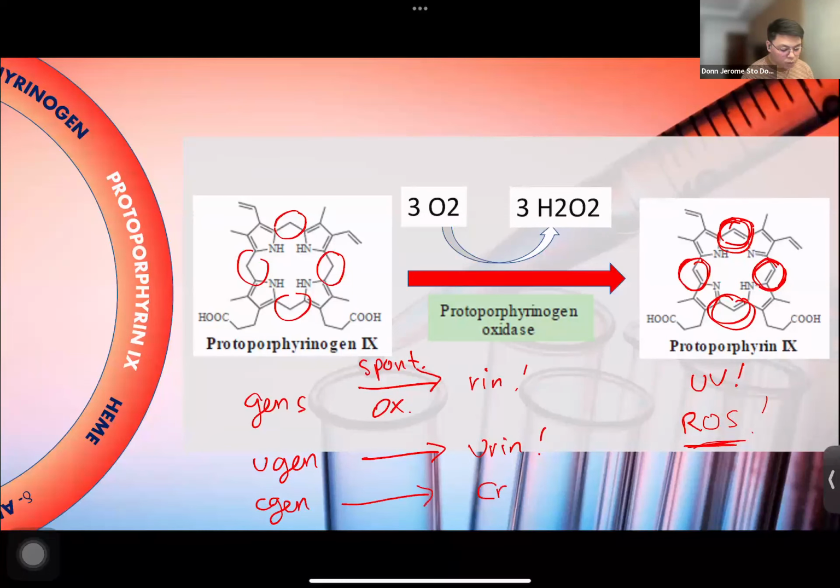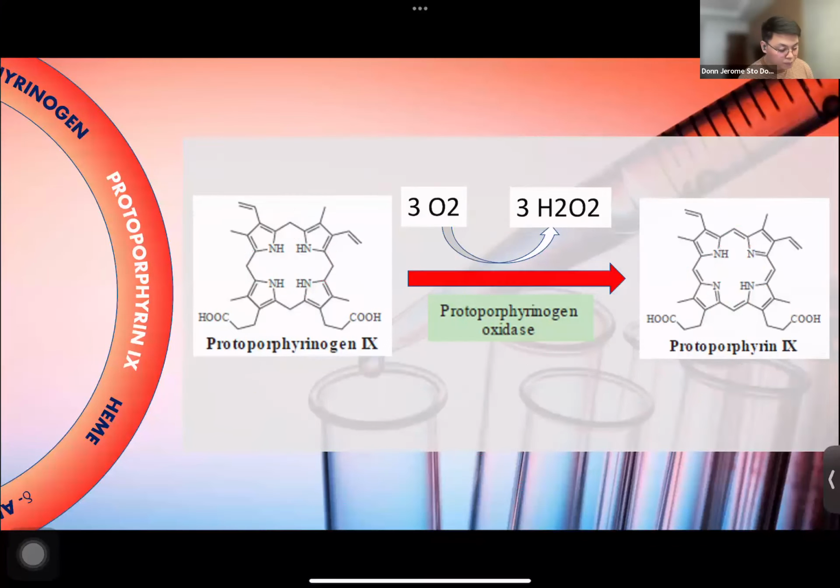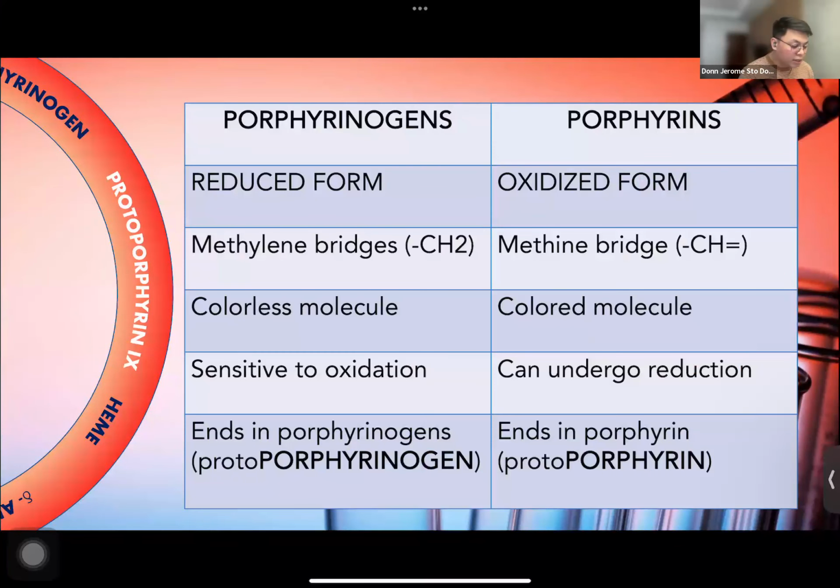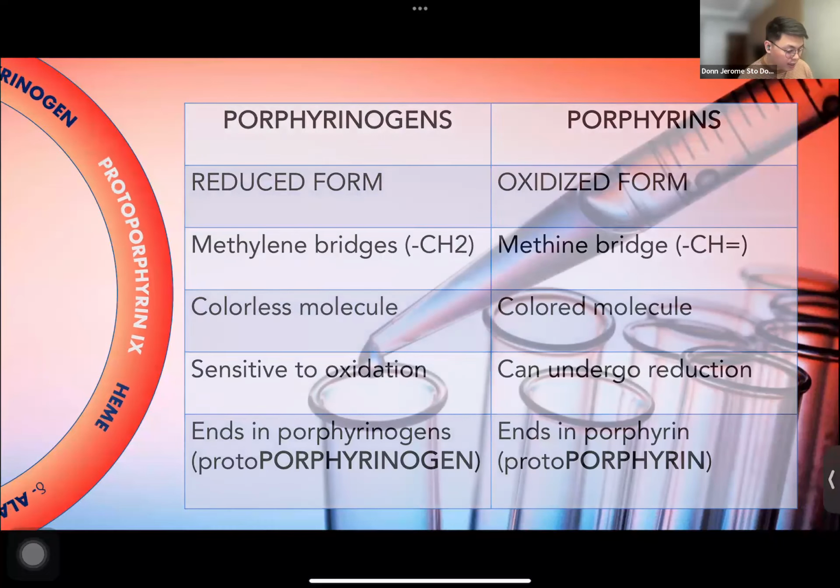Coproporphyrinogen can undergo spontaneous oxidation to their porphyrin counterpart even without the use of enzyme. Later on, makikita niyo yung importance niyan when we discuss porphyria. Basta itanim niyo lang sa isip niyo that they can undergo spontaneous oxidation. All right? So this table just shows you the difference between porphyrins and porphyrinogens. They're pretty much self-explanatory. No? So wag na po natin isa-isahin.